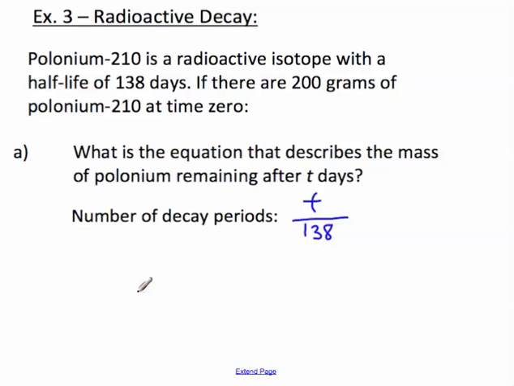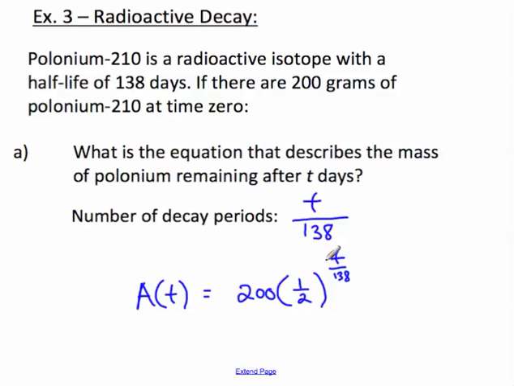So the equation describing the mass of polonium after t days can be written as the amount as a function of t is equal to 200, our initial amount, times a half, our decay rate, since you're multiplying by half each half-life, to the power of t divided by 138. Notice the 210 didn't play in anywhere, it's just describing the mass of the polonium isotope. So it's a chemistry thing, we don't have to worry about it here. So that's the equation describing the mass of polonium remaining after t days.